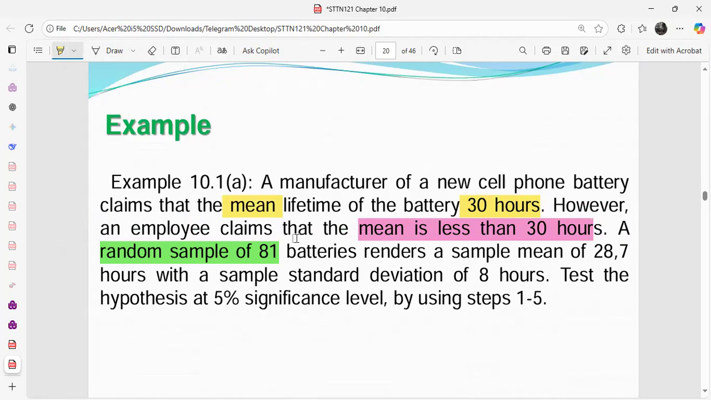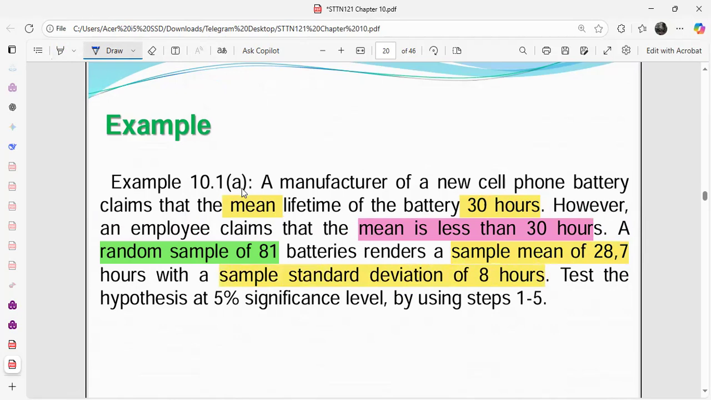Then it gives a sample mean, which is X bar, and also a sample standard deviation, which is 8. The statement where they claim the mean lifetime is the population mean. The sample mean, you know from STTN121, is X bar. Already you are given n, and you're also given the standard deviation. Now it says test the hypothesis at 5% significance level by using step 1 to 5.